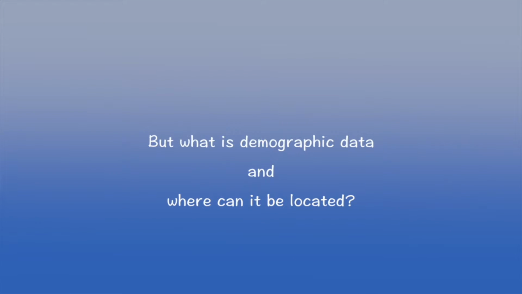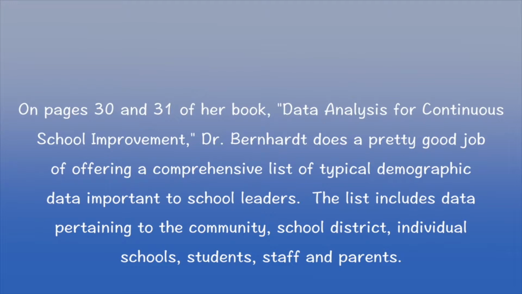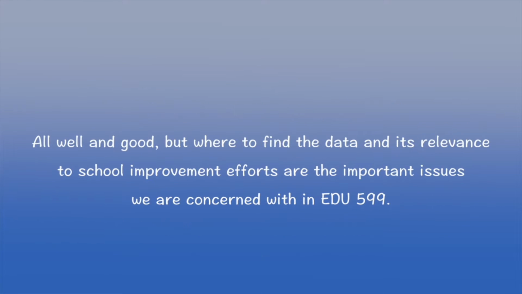But what is demographic data and where can it be located? On pages 30 and 31 of her book, Data Analysis for Continuous School Improvement, Dr. Bernhardt does a pretty good job of offering a comprehensive list of typical demographic data important to school leaders. The list includes data pertaining to the community, school district, individual schools, students, staff, and parents. All well and good, but where to find the data and its relevance to school improvement efforts are the important issues we are concerned with in EDU 599.